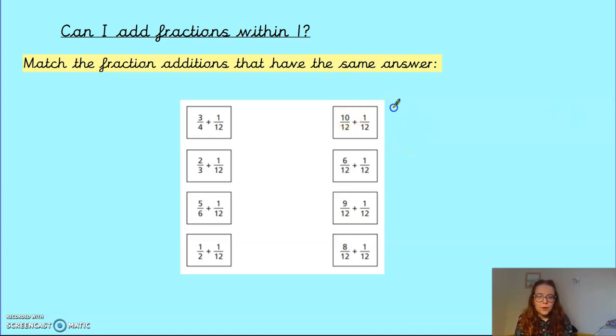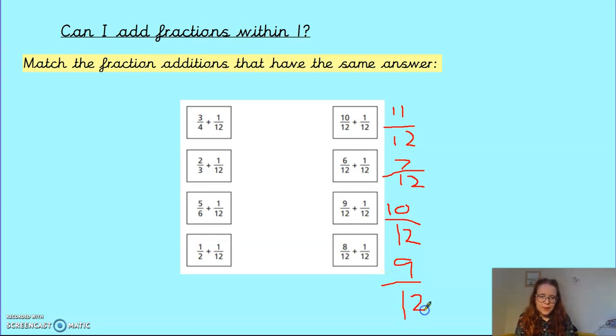So I've got 10 plus 1 equals 11 over 12. That's it. 6 plus 1 equals 7 over 12. 9 plus 1 equals 10 over 12. I've got to have my finger catch up to my mouth sometimes. There we go. And 8 plus 1 is 9 over our denominator of 12. So we end up with, they're getting bigger and bigger, 11/12, 7/12, 10/12, and 9/12.